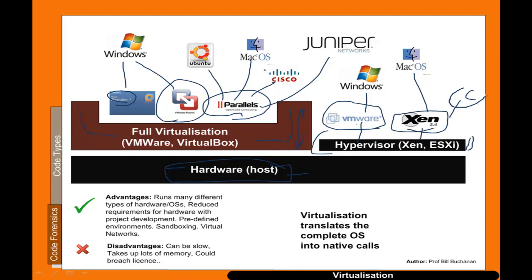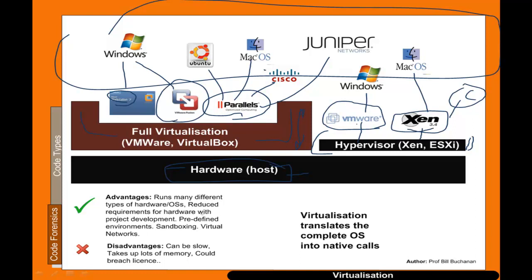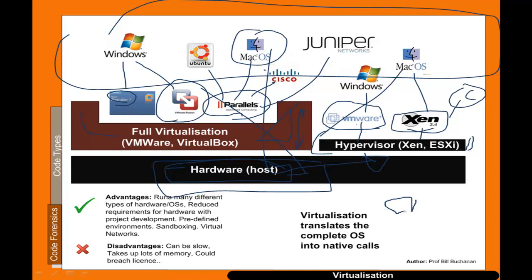The advantage with this is that we can run many different types of operating systems on many types of hardware. There's a reduced requirement for hardware, as we can just have generalized hardware and run multiple operating systems on it. It doesn't matter what the native code actually is, we can still run it on code that it hasn't been built for. We can also define predefined environments. We can sandbox. Often we can set up virtual instances which are virtualized. We can then set up a network which connects them, which is completely isolated from the rest of the internet, so that they can communicate together in an isolated way.